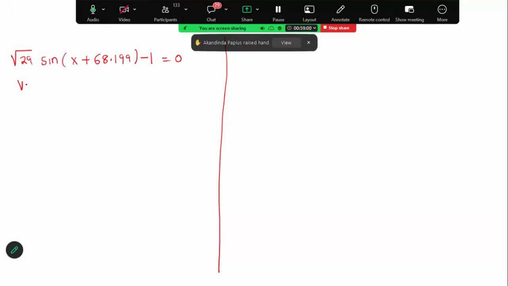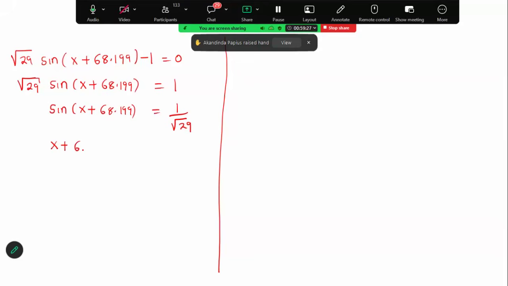Since we are solving the equation, we shall say this is root of 29, our sine of x plus 68.199 will equal 1. So the first thing you ensure, always remain with sine on one side. So we shall have x plus 68.199 is equal to 1 out of root of 29. So at this point, you can now say that this is going to be x plus 68.199 is equal to sine inverse of 1 out of root of 29.